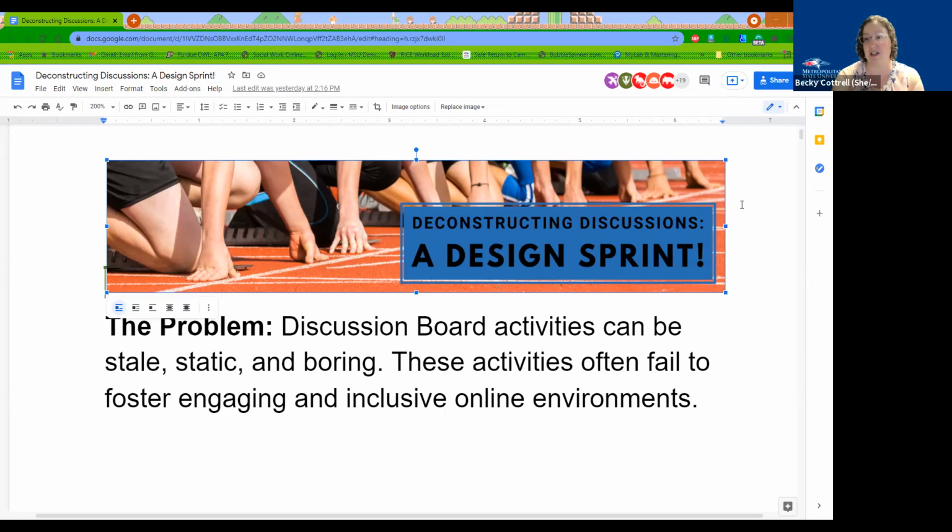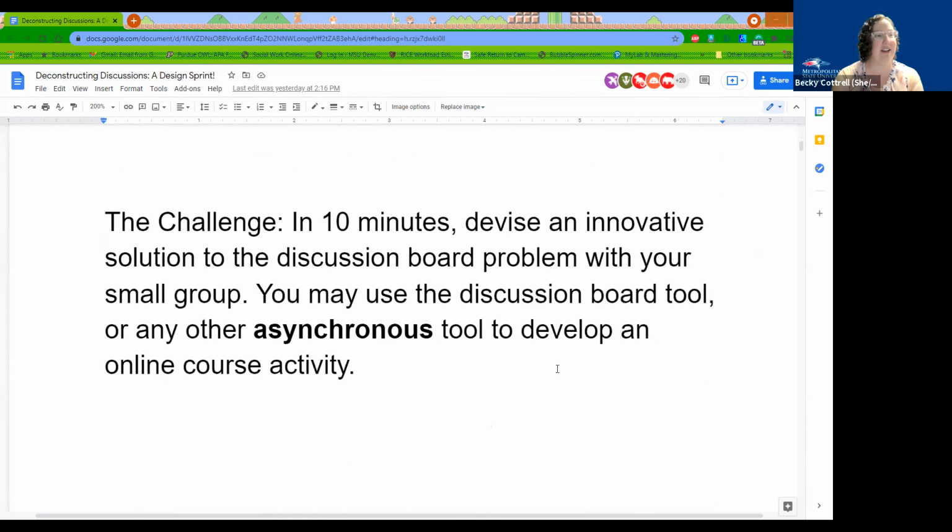So we want to devise some discussion board activities that are not stale, static, and boring, and that do foster engaging and inclusive environments. Here is the challenge. In 10 minutes with your group, I would like for you to devise an innovative solution to the discussion board problem. You can use the discussion board tool or any other asynchronous tool to develop your online course activity. So feel free to be creative with the use of technology. We are going for 10 minutes, so it's got to be quick as we're moving ahead. But this is where you can bring out some of your best creative ideas. Sometimes when we're put under that time pressure, we can really start thinking about what would work.